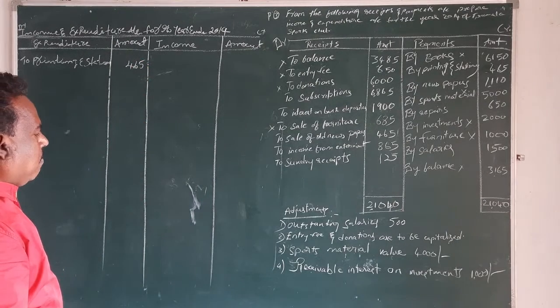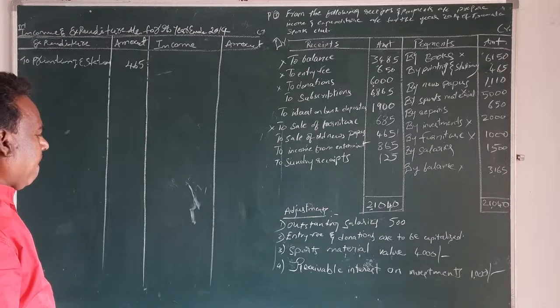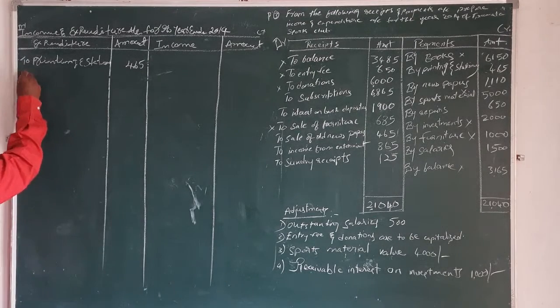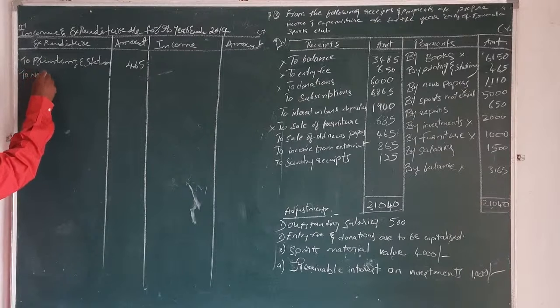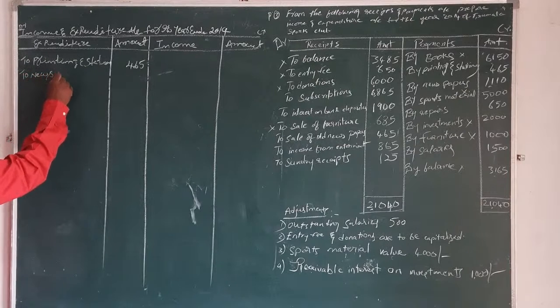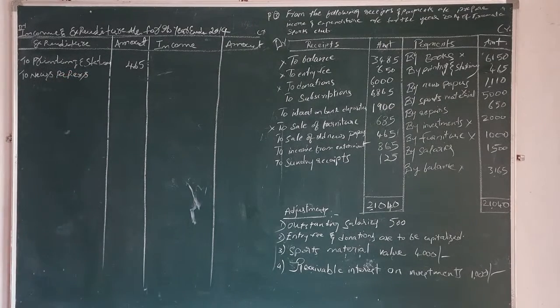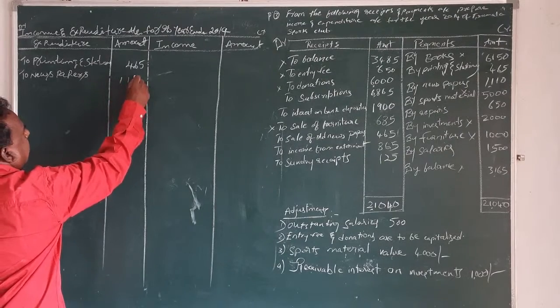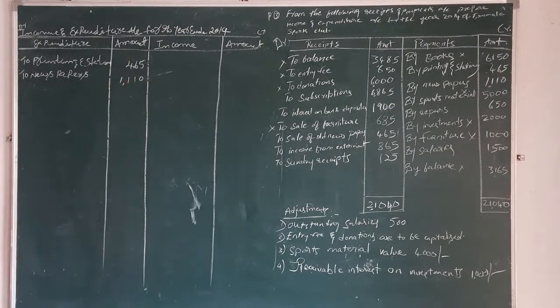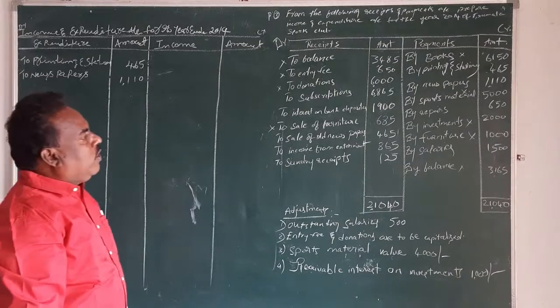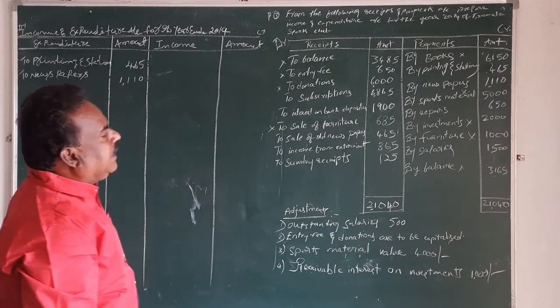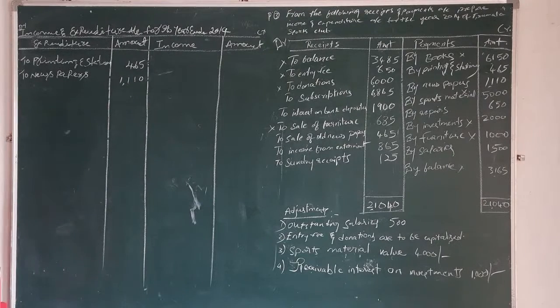Next, buy newspapers, expenditure on daily newspapers, 1110. So different magazines have been issued by non-profit organizations for the welfare of members. Newspapers 1110. Next, sports material, it is a capital payment, it is not recorded in income and expenditure account, it is recorded on the asset side of the balance sheet.